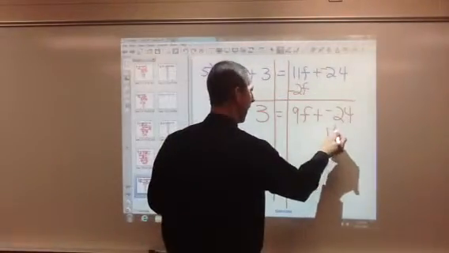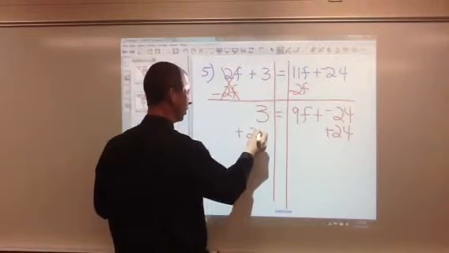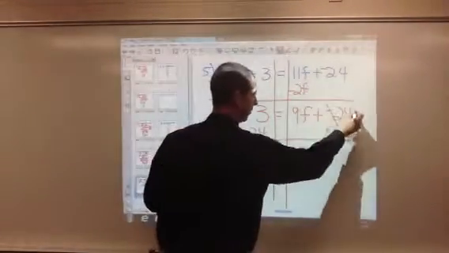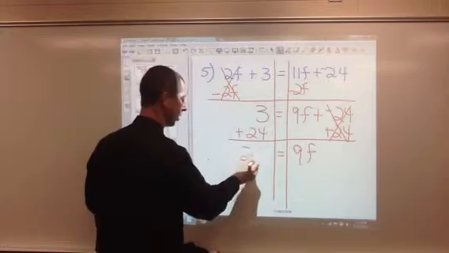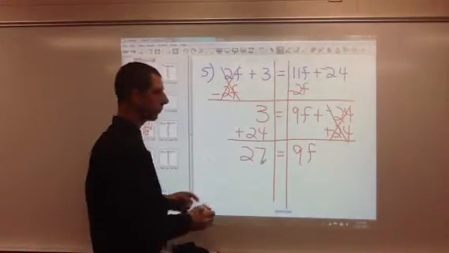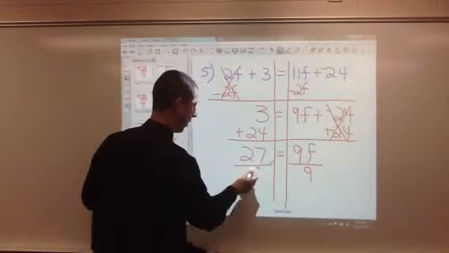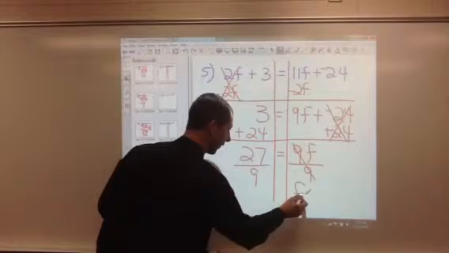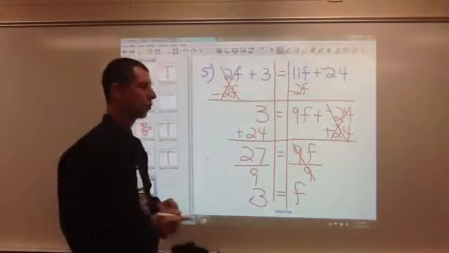Okay, now I'm going to add 24 to both sides to get rid of my negative 24. So I'm adding 24 on both sides here. These cancel. 9f equals 27. Get rid of my 9 by dividing by 9. I show that with the fraction bar. These cancel. F equals 27 divided by 9, which is 3.